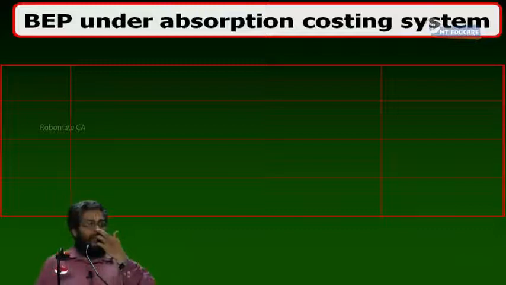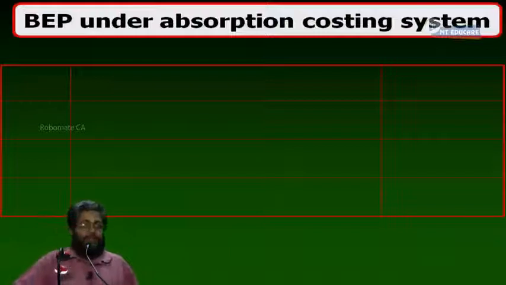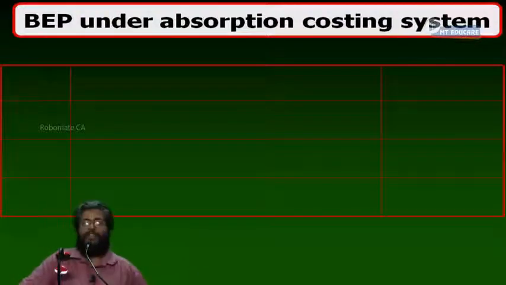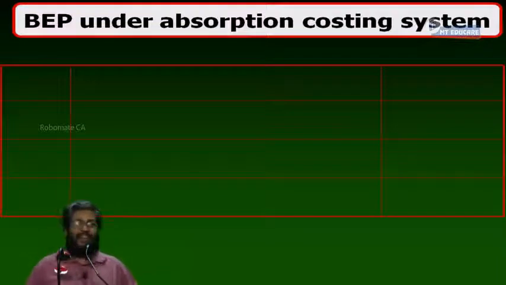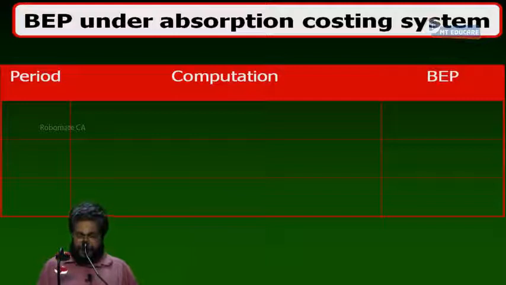Break-even point under absorption costing system. Once again, don't think as under absorption costing system. Under should be understood as in here. Break-even point in absorption costing system. Can I proceed? Now, period, computation, break-even point.